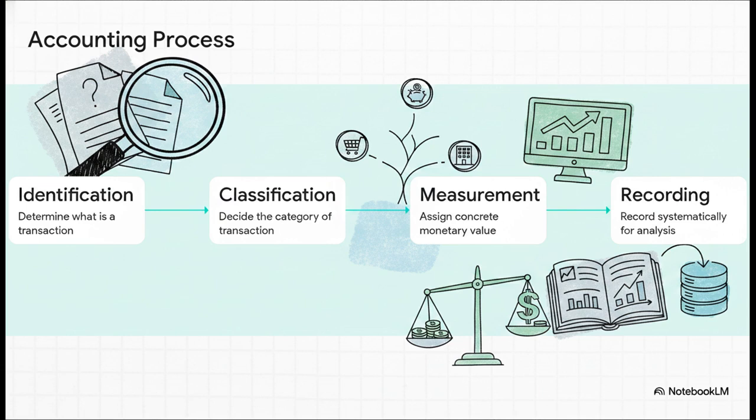Well, it's a rigorous, step-by-step process as defined by scholars like Deploy and colleagues. It's not just throwing random numbers on a page. First up is identification. You have to ask yourself, hey, does this client consultation actually count as a financial transaction? Second is classification, deciding exactly what category that transaction falls into. Third, measurement, assigning a hard, concrete monetary value to it. And finally, recording it in a systematic way so the information can be properly analyzed later. If you skip even one of these steps, the whole language completely breaks down.